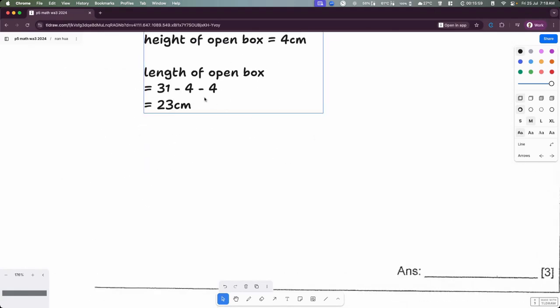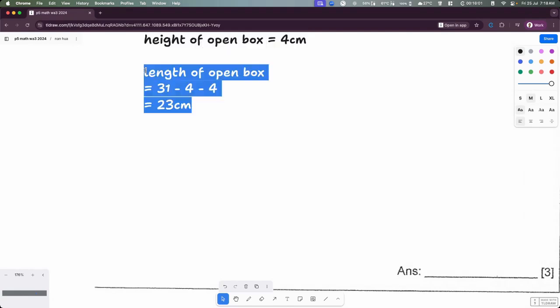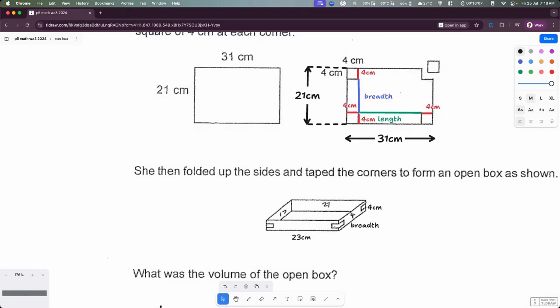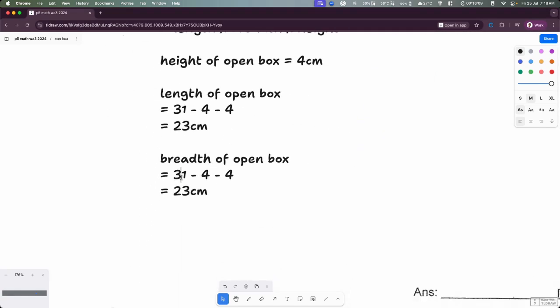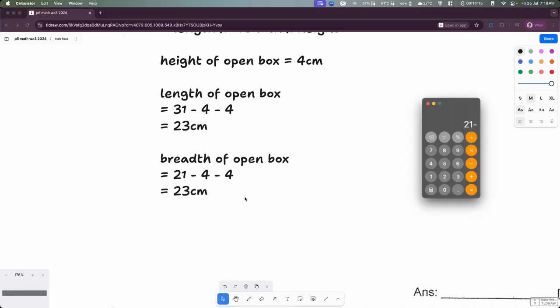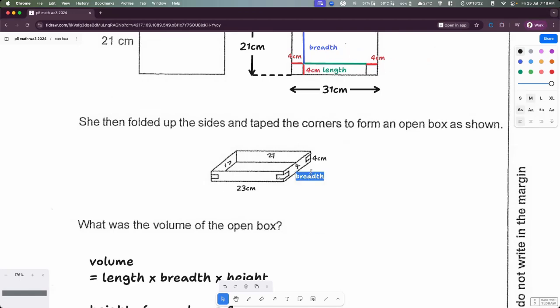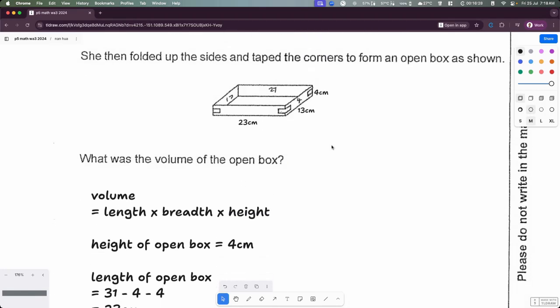So length of open box, and this will be breadth of open box. Let's double check it's 21. So 21 minus 4 and 4. Let's use the calculator: 21 minus 4 minus 4 will give us 13 centimeters. So that means we got our length, breadth, and height. 13 centimeters.